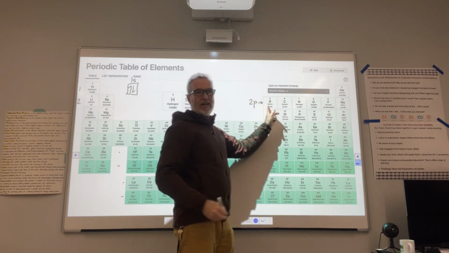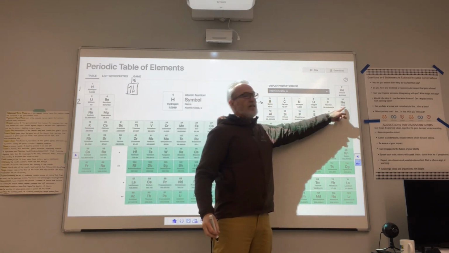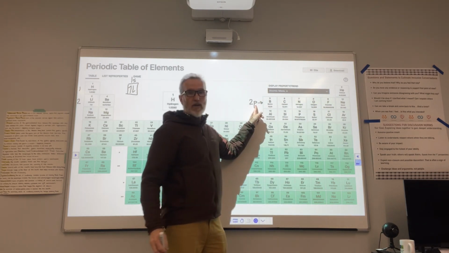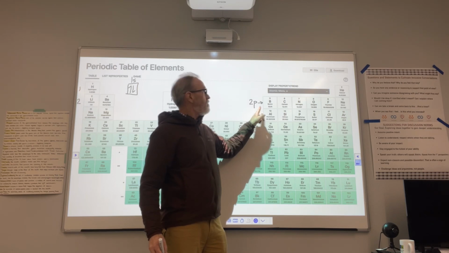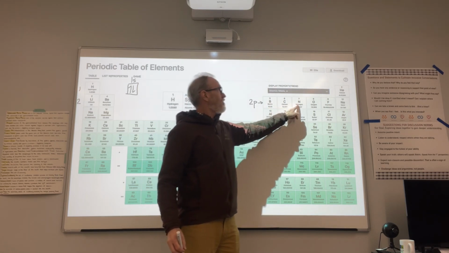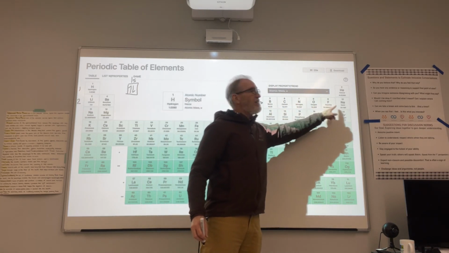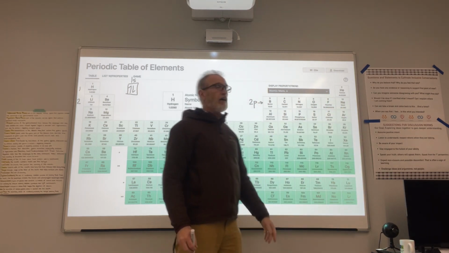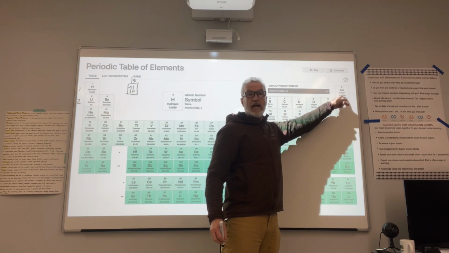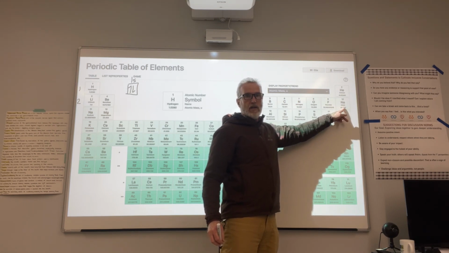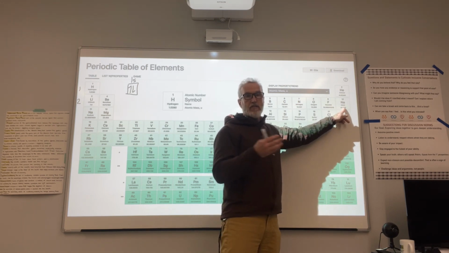So as we go across this row from boron to neon, we are putting electrons into the second main energy level, p sublevel, and we can put 1, 2, 3, 4, 5, 6 electrons there. Notice that we are now at neon, which is the next noble gas. We've completed the second main energy level by putting 2 in the s, 6 in the p.